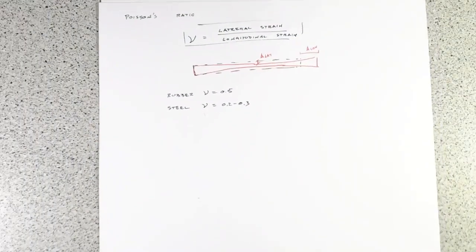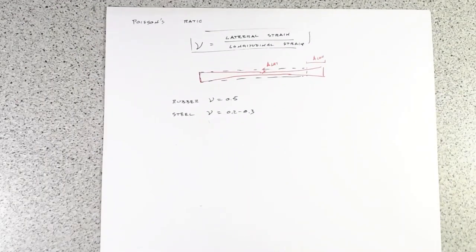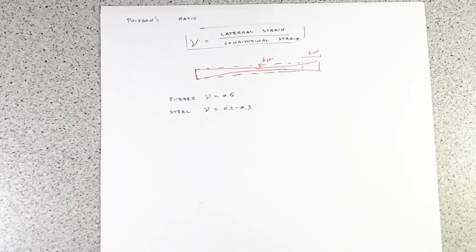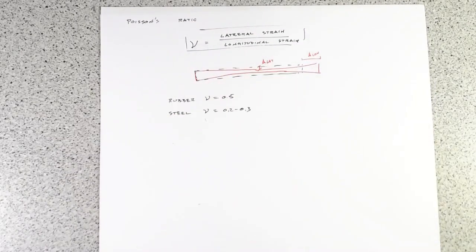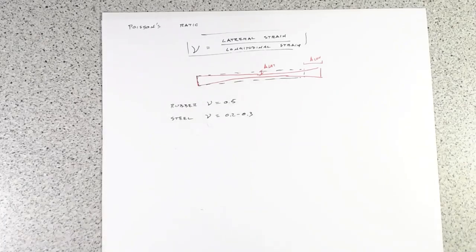All right, so that's Poisson's ratio. As I said, we ignore that for longitudinal strain, but it is an important concept. It's not terribly difficult to wrap your head around. It's just how skinny something gets when you pull it.